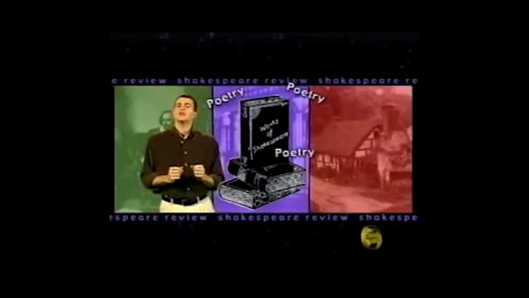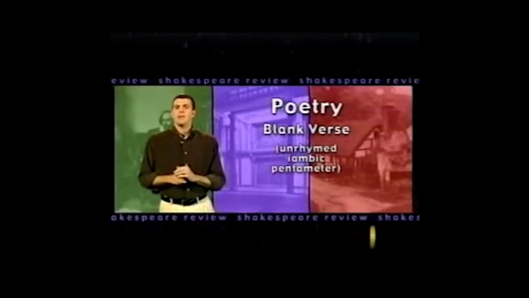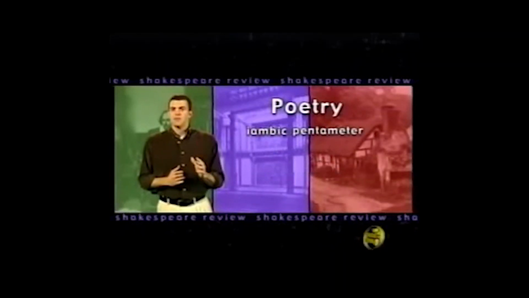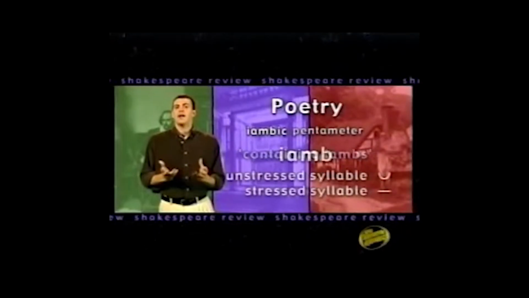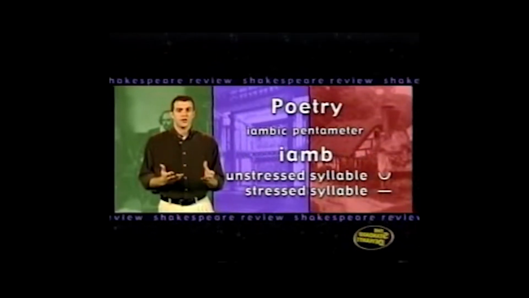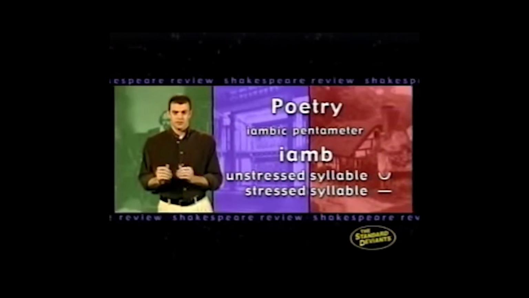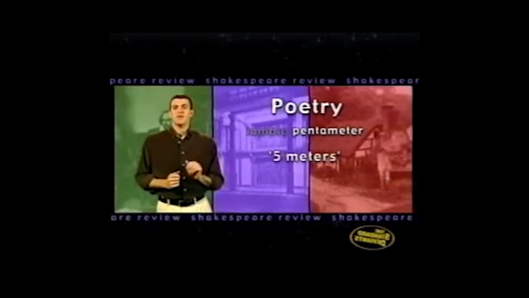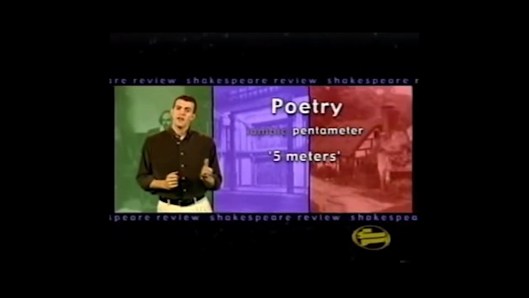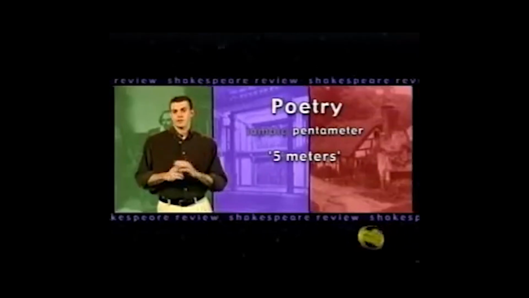Shakespeare's plays are filled with poetry. The poetry is usually blank verse, which is unrhymed iambic pentameter. Iambic means containing iambs. Iambs are units of speech with an unstressed syllable followed by a stressed syllable. Pentameter means 5 meters, which in this context means a line of poetry containing 5 iambs.